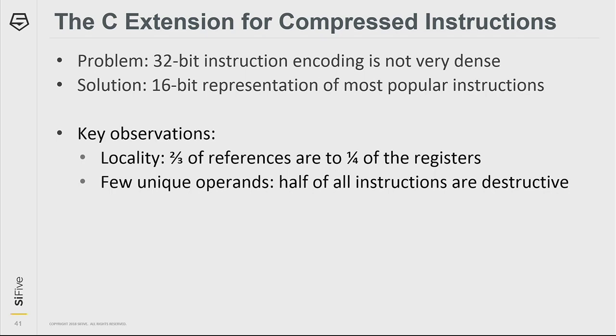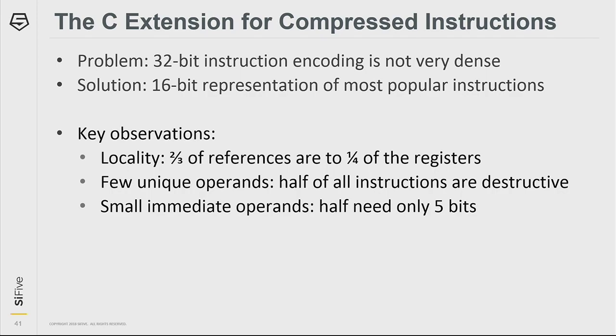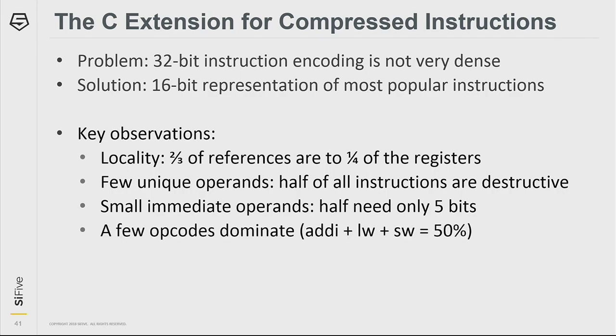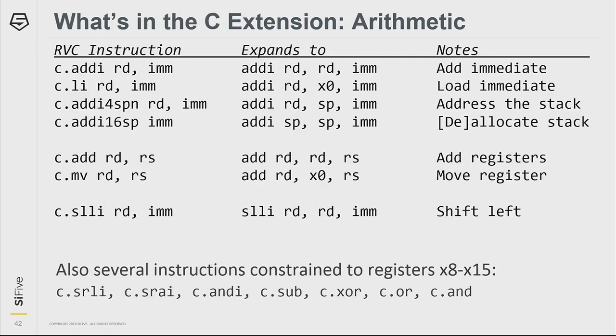Most instructions are destructive, like the destination is equal to one of the sources. Most immediates are not very big, like they fit in about 5 bits, and only a few opcodes are very popular. Believe it or not, the add immediate instruction, the load word instruction, and the store word instruction collectively account for half of the static instructions in SPEC CPU 2006. So that's a useful observation for indicating what you should be trying to compress.